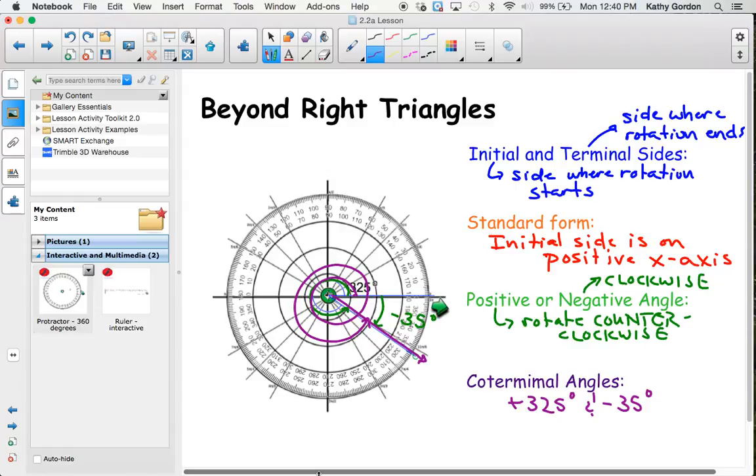Six what? Not quite. How many more degrees did I go around if I stopped there the second time? 360. So take the 325, but add another 360 because I went all the way around first before I went to 325. What kind of angle do I have? 685.